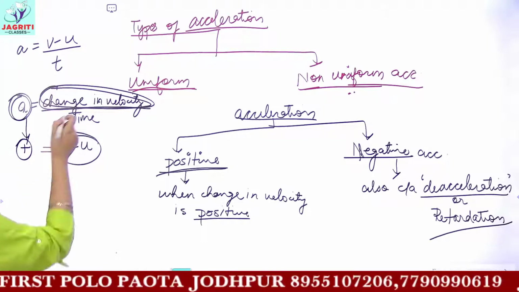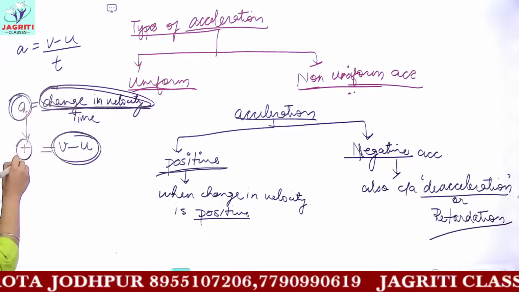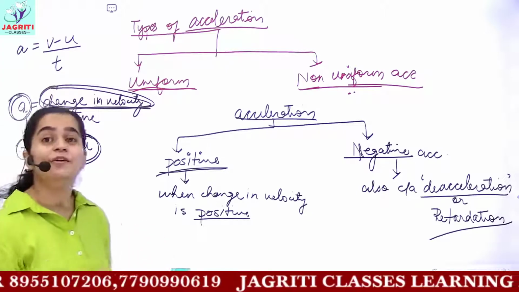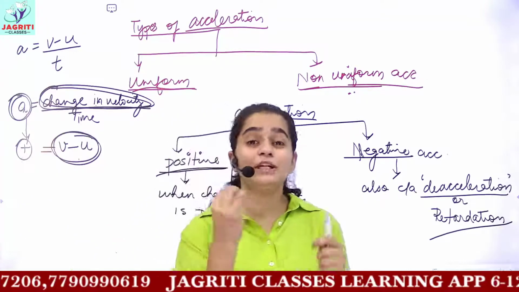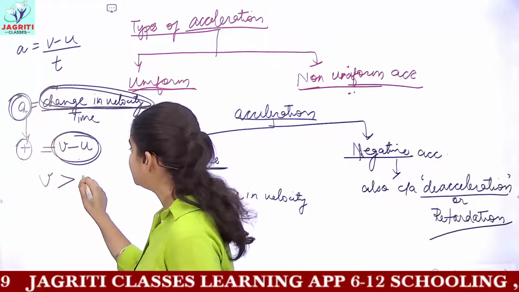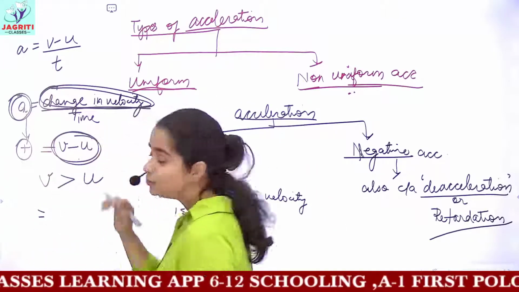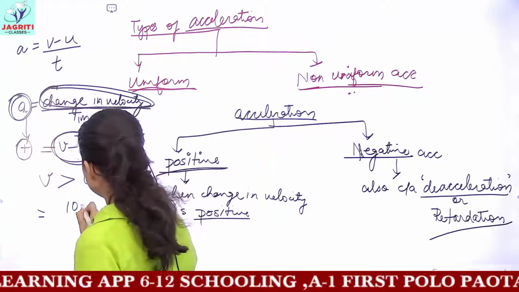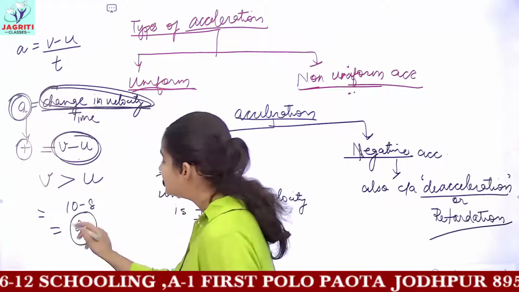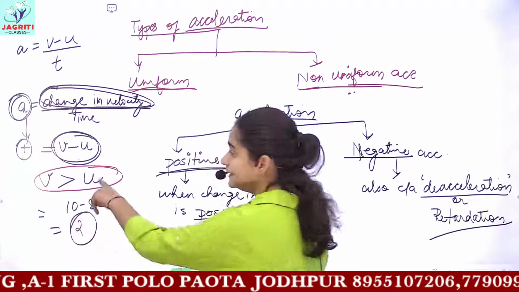Okay? So change in velocity means, if the answer for v minus u is positive, then the acceleration will also be positive. And this answer will be positive when v is greater than u. You can easily see from the formula. Let's suppose v is 10 and u is 8. Then you get 10 minus 8, which is plus 2. So you get a positive answer when v, that is the final velocity, is greater than u.